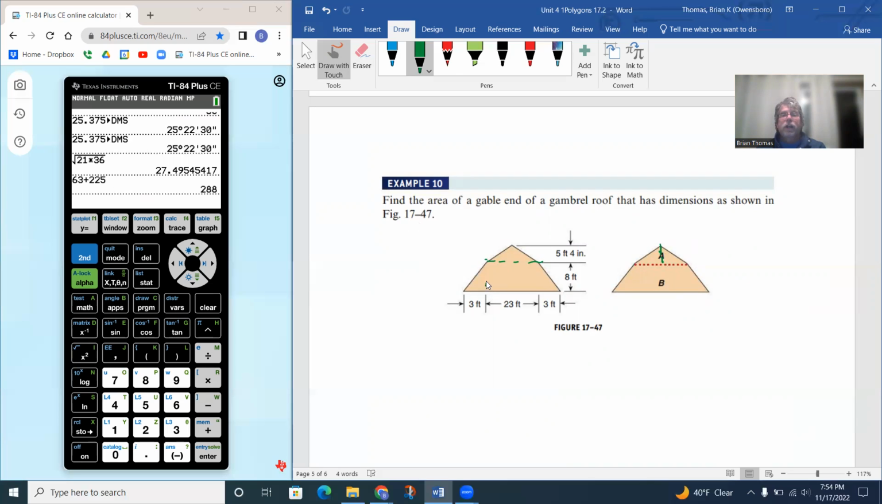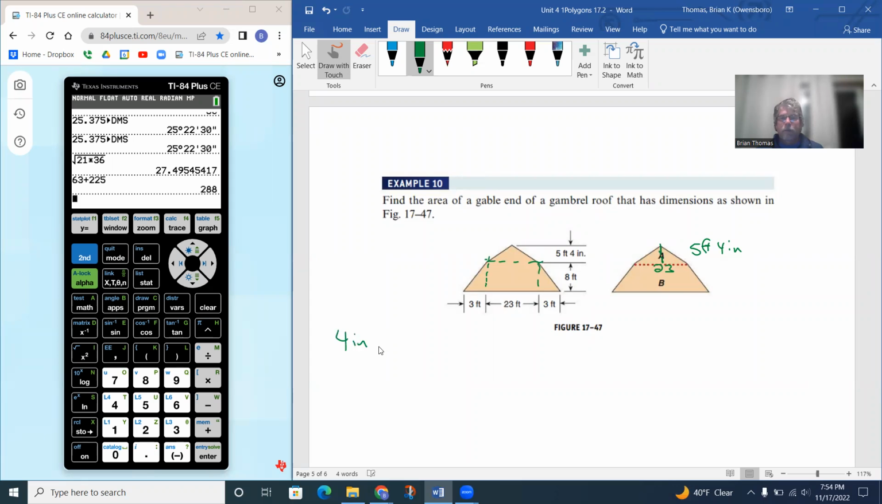Notice how this dimension goes up here and this dimension goes up here. So this means this is like 23 here. And notice how the height is actually 5 feet 4 inches. Now remember, in multiplication, we can't have mixed units. We have to be under the same unit. It's usually easier to go in terms of inches, but let's just go ahead and change 4 inches into feet.